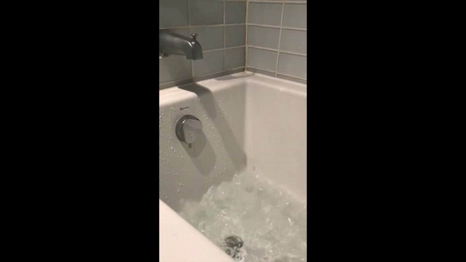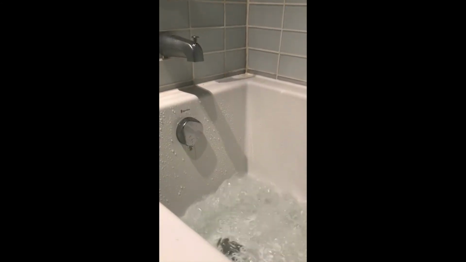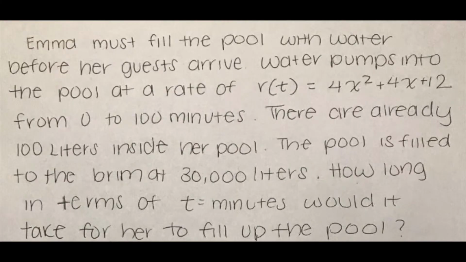Next, Emma decides to fill her bathtub to make a jacuzzi pool for her guests. Water pumps into the pool at a rate of r of t equals 4t squared plus 4t plus 12 from 0 to 100 minutes. There are already 100 liters inside her pool. The pool is filled to the brim at 30,000 liters. How long, in terms of t equals minutes, would it take for her to fill up the entire pool?